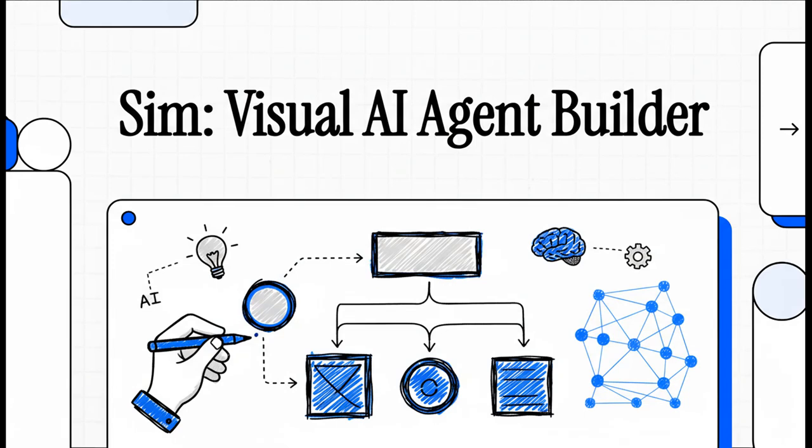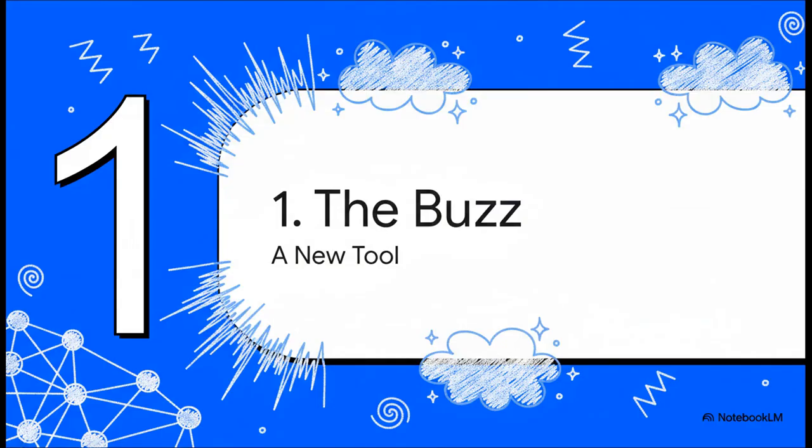Today we're diving into a tool called SIM, and it is causing a major stir in the world of AI. Why? Because it's completely flipping the script on how you build AI agents. Think less code and way more visual. So, what's all the buzz about, right? As soon as this thing dropped, the internet just lit up. The reaction was huge and instantaneous. Let's take a look at what some people were saying.